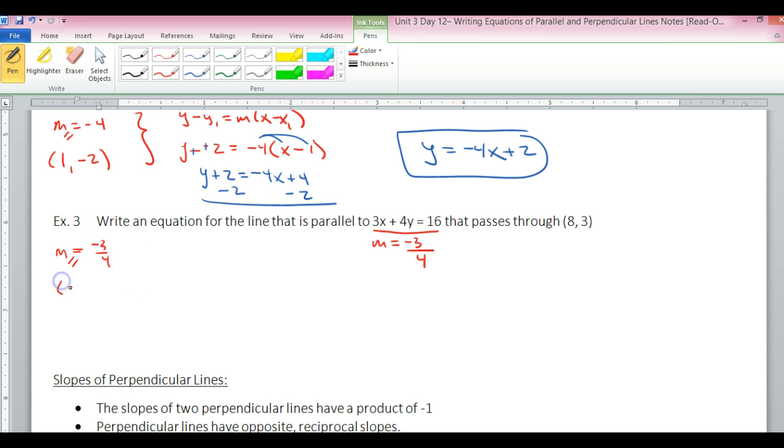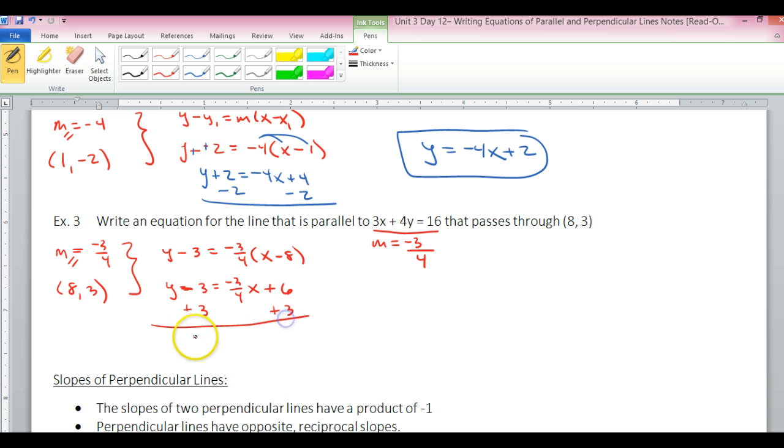Now, I have to pass through the point (8, 3). I have my slope, I have a point, now I can write my equation. y minus 3 equals negative 3/4 times (x minus 8). So I go ahead and distribute. y minus 3 equals negative 3/4 x. Then negative 3 times negative 8 is 24, divided by 4 gives me positive 6. And when I add the 3, I get y equals negative 3/4 x plus 9.